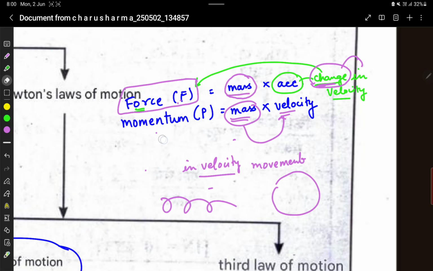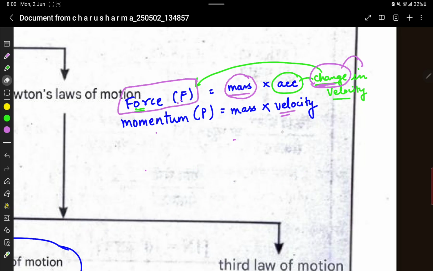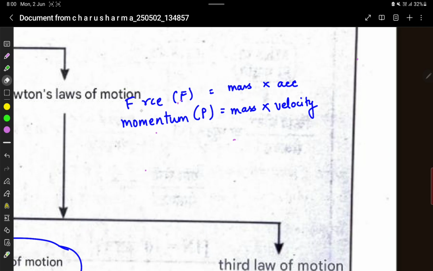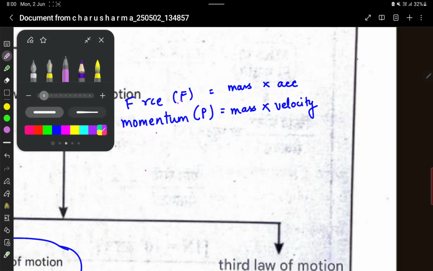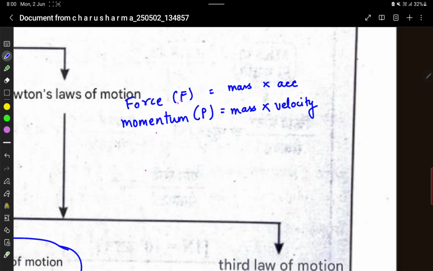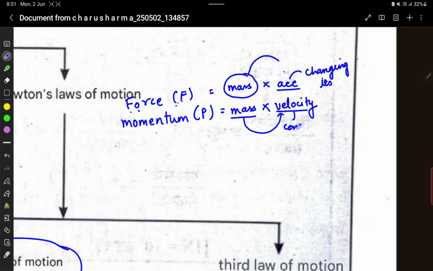Again, I will explain this thing to make it clear, and now this is going to be my final statement. So what is force? Force is when your mass is changing its speed. When your mass is changing its speed, we call it a force. But when your mass is moving with a constant speed, or your mass is having a speed, we call it a momentum. That much is clear.